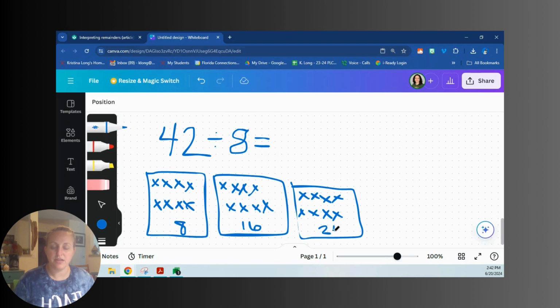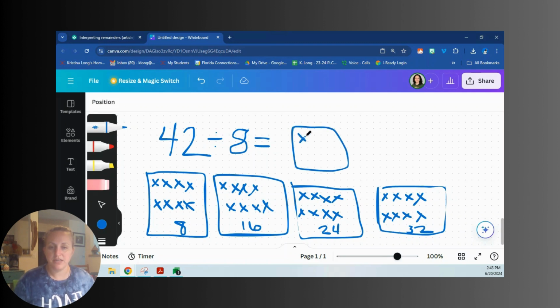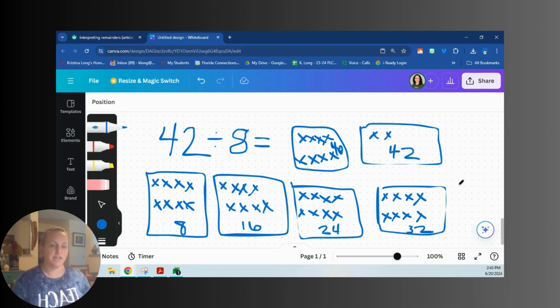We're getting there. Let's do another one. 25, 26, 27, 28, 29, 30, 31, 32. We still don't have enough vans yet. 33, 34, 35, 36, 37, 38, 39, 40. Do we have enough vans yet? Nope, because we still have 41, 42. Now we have 42 students all in a van.